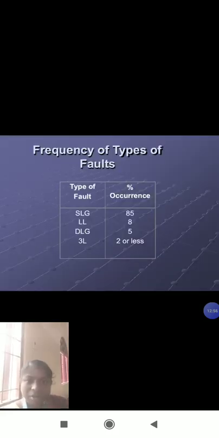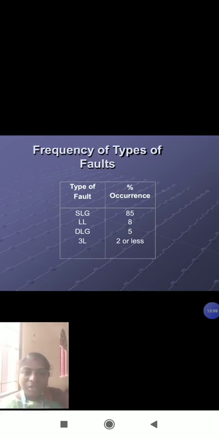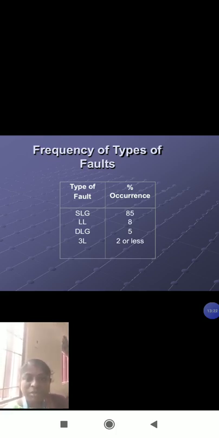The frequency of occurrence of the types of faults is shown in the table here. The single line to ground fault occurrence is about 85%. The line to line fault is about 8%. The double line to ground fault is about 5%, and the symmetrical fault is about 2% or even less. So from this table we can conclude that the most frequently occurring fault is the single line to ground fault.